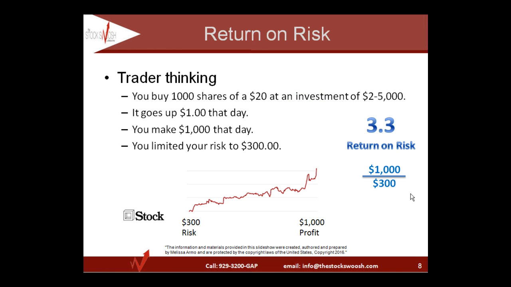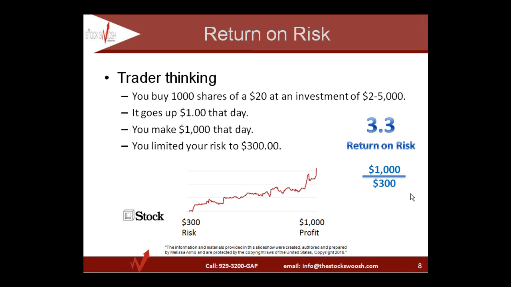So with trader thinking, we think more along these lines. You buy 1,000 shares of a $20 stock for an investment of $20,000, with a $0.30 risk. It goes up a dollar that day, you make $1,000. You limited your risk to $300. And we typically would say, in analyzing the trade, that you made 3.3 times what you risked, or your return on risk was 3.3 to 1.